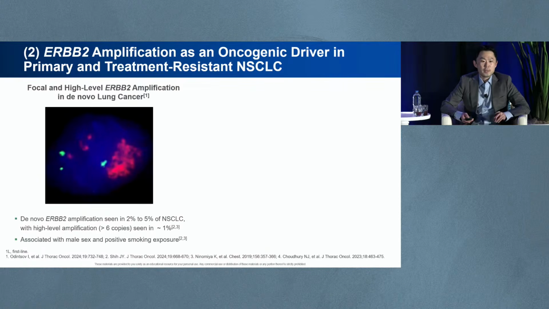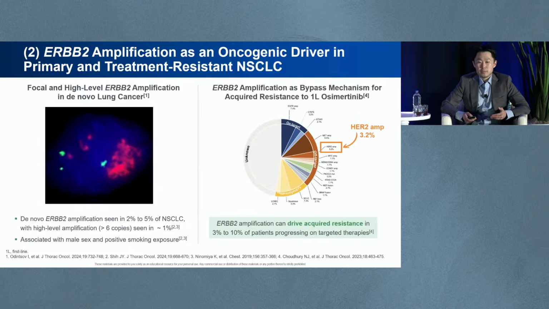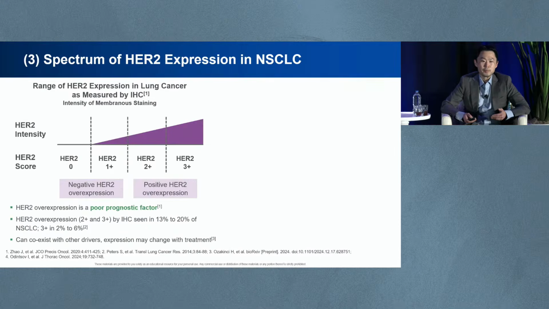Quickly going over ERBB2 amplification, de novo ERBB2 amplification can be seen in up to 5% of lung cancers, but a high level of amplification is actually pretty rare, seen in a subset of 1%. In contrast to the mutations, these are actually associated with male sex and positive smoking exposure. These can also be seen as a bypass mechanism for acquired resistance to different types of targeted therapies, including osimertinib, and can be seen in about 3 to 10% of cases.